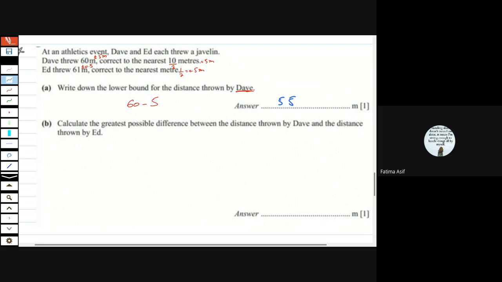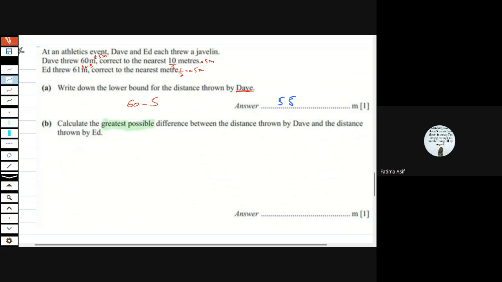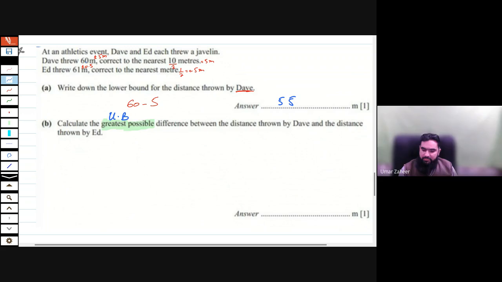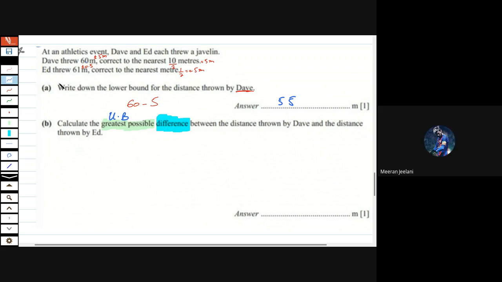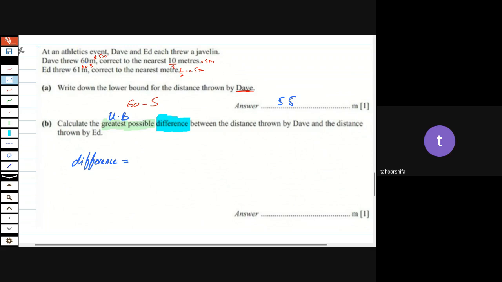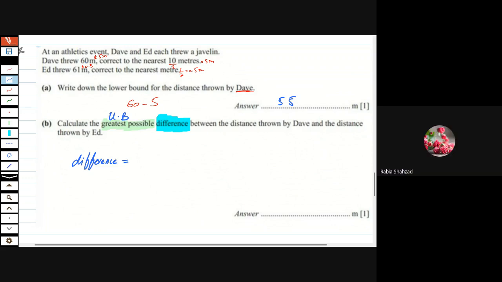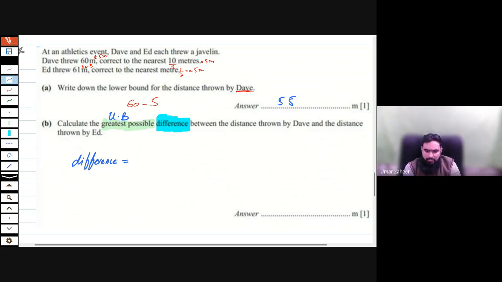Calculate the greatest possible difference between the distance thrown by Dave and the distance thrown by Ed. The greatest possible difference means he's talking about the upper bound. But first of all, just forget about it. We have to find the difference. How can we find the difference? Subtraction. From which value are we going to subtract which one? Upper bound minus Dave's lower bound. It will be Ed first minus Dave.